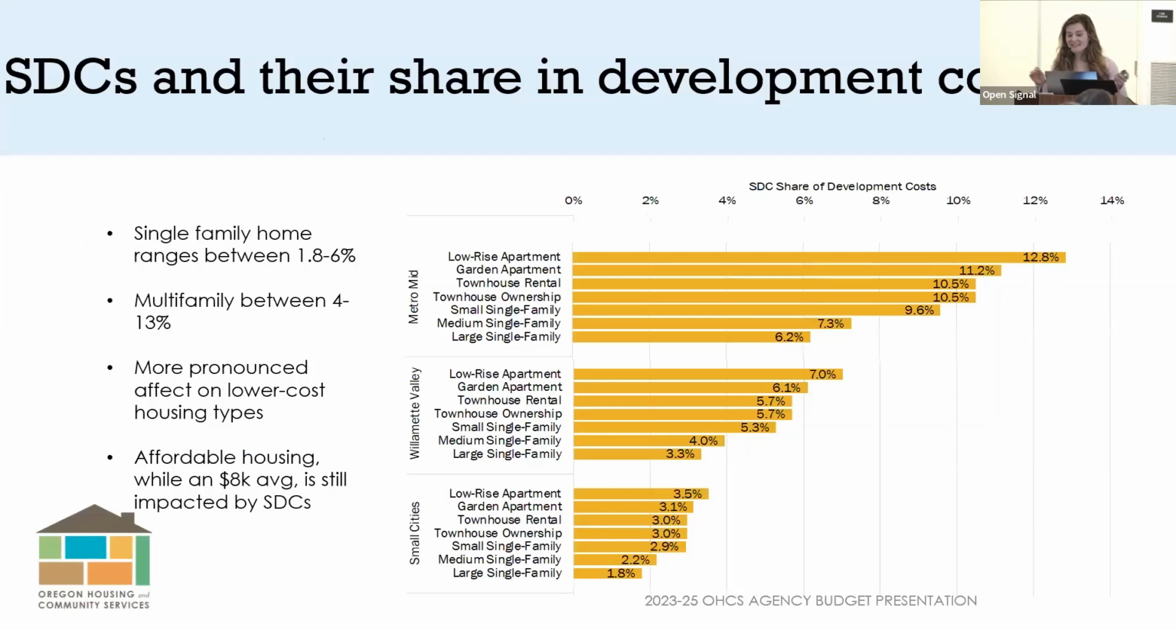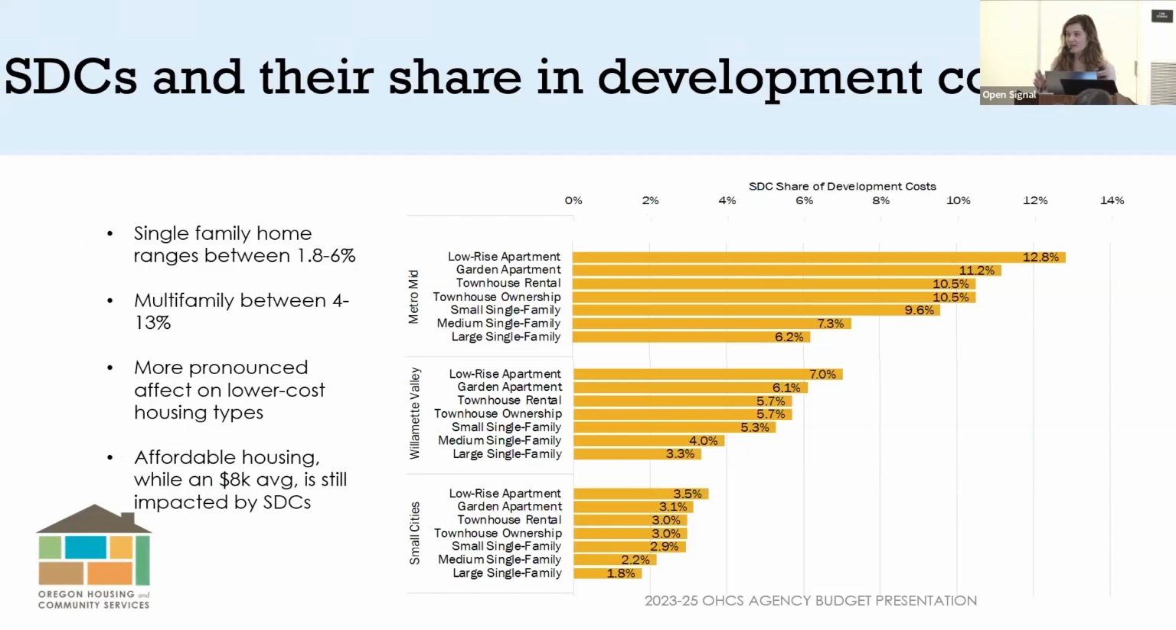Because SDCs are one of the many costs to build housing, they do affect the cost of housing. However, the ratio of SDCs to the total development cost and how that affects development varies widely across the state, across regions, across housing types, and whether or not there are exceptions for affordable housing.